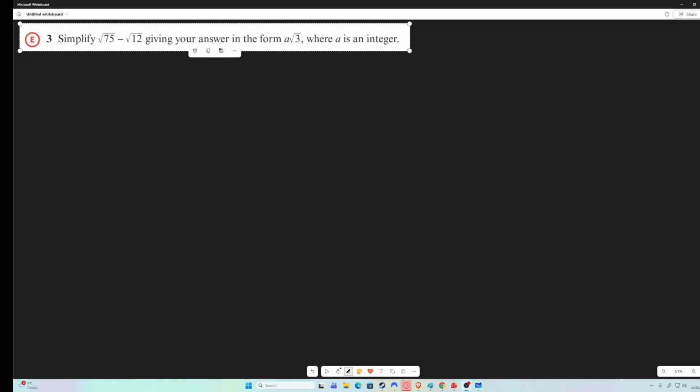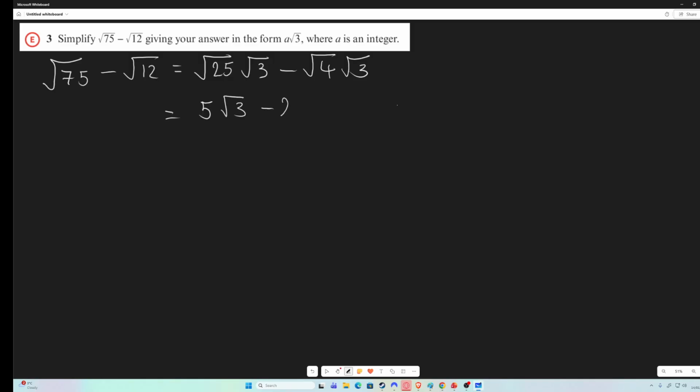And question 3, simplify root 75 minus root 12, giving answers in the form a root 3. So root 75 minus root 12 is equal to root 25 root 3 minus root 4 root 3. That is 5 root 3 minus 2 root 3, which equals 3 root 3. Thus, a is 3. Thank you.